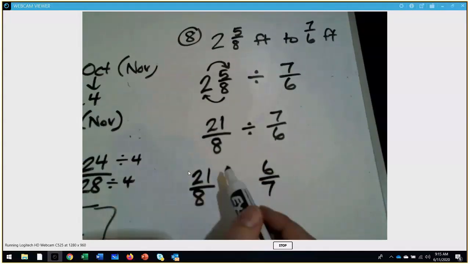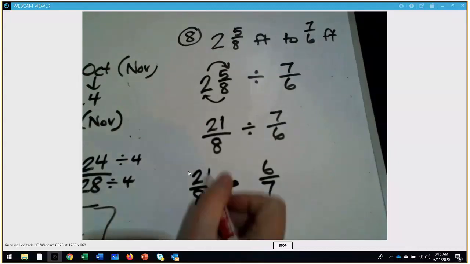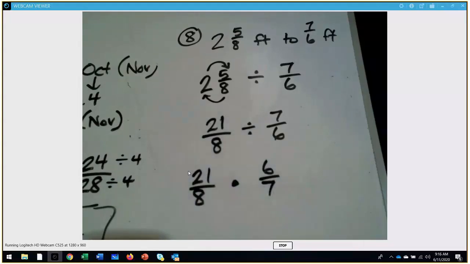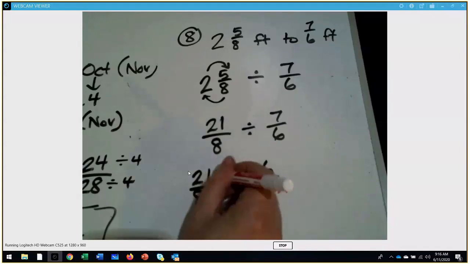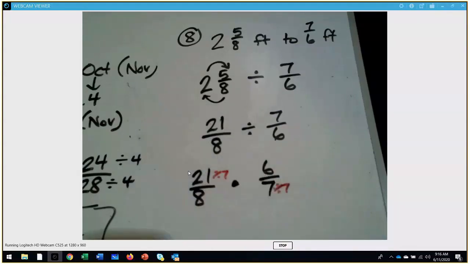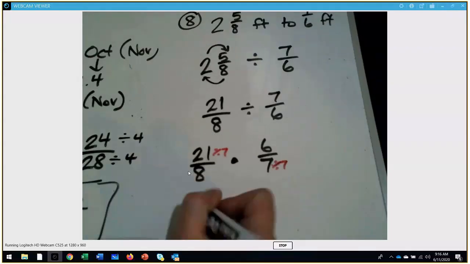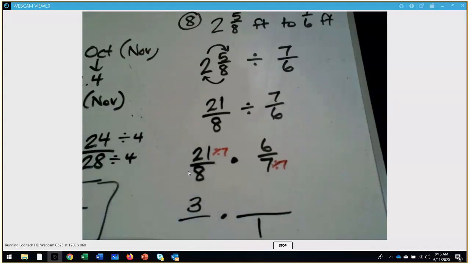Okay, now we're multiplying, so now we can look to see if anything cancels. Let's see, I'll look at the 21 and the 7. They're both divisible by 7. 21 divided by 7 is 3. 7 divided by 7 is 1.